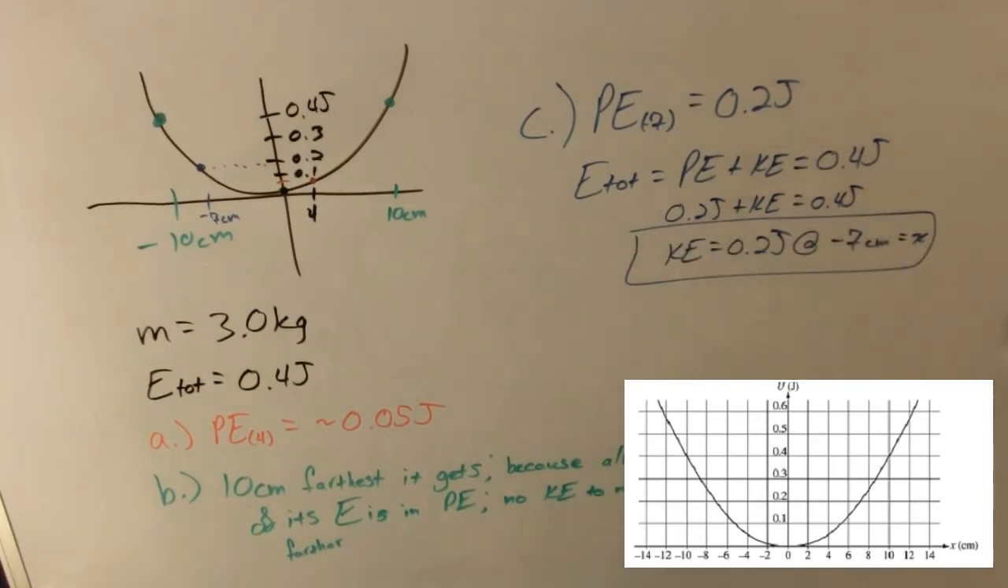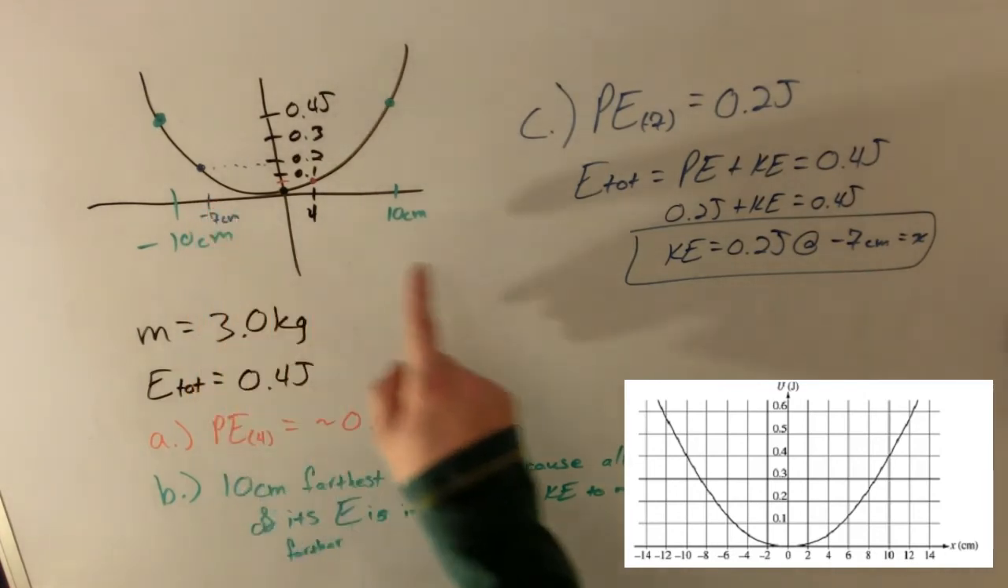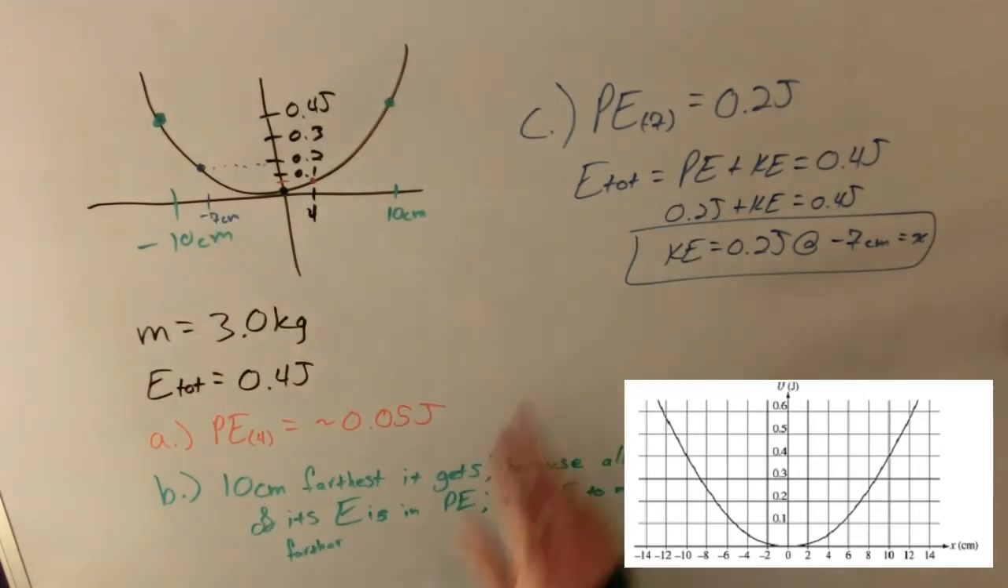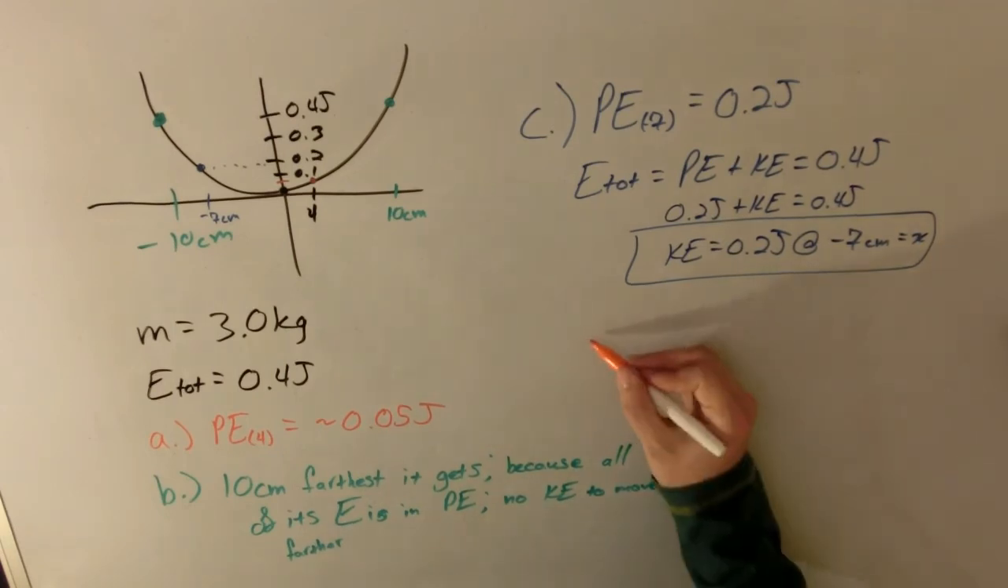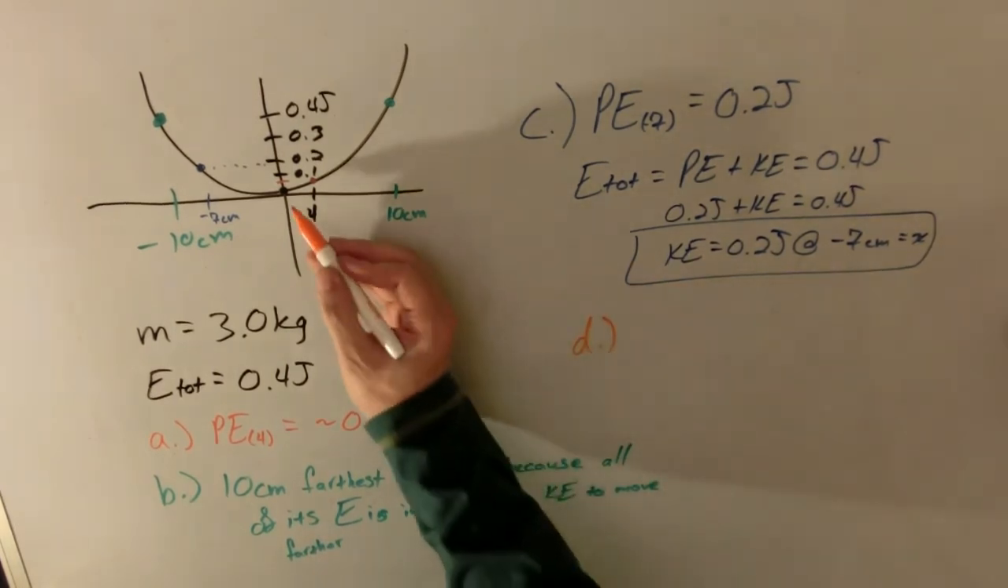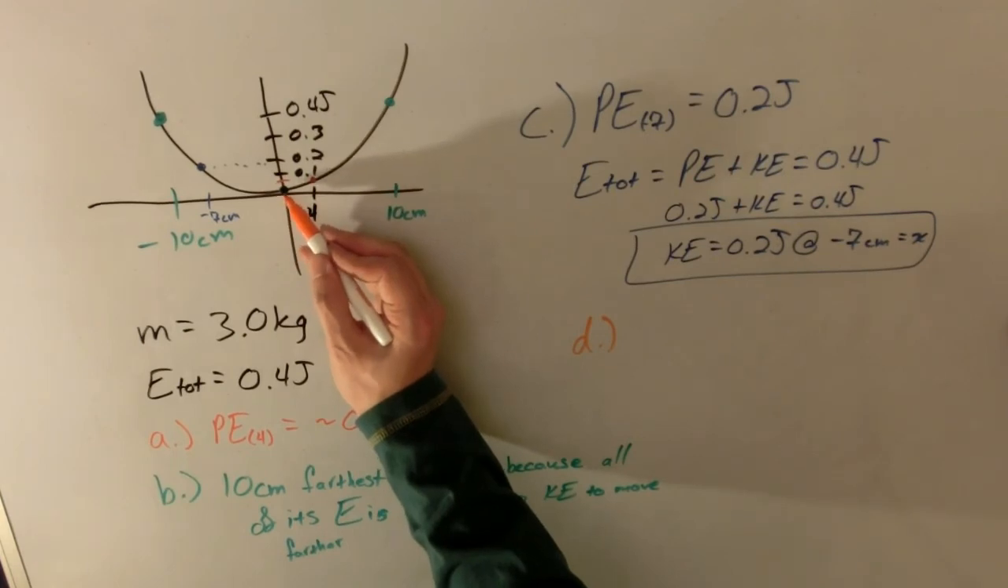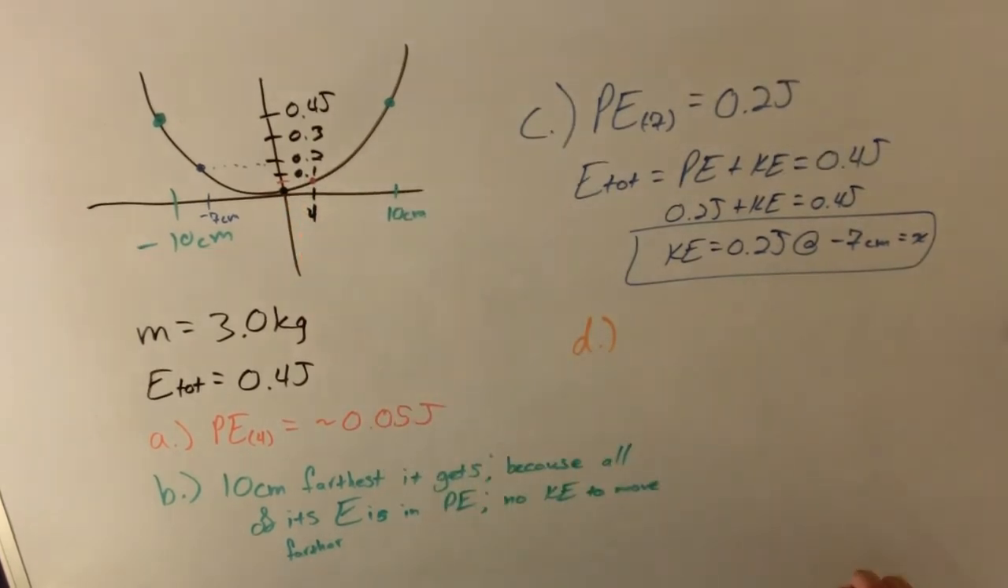Okay, that's reading the graph to find our potential energy value and then using that with our knowledge of the total energy in the system. Finally, the next one we're going to look at, at least for the video here, is part D. What is the object's speed at x equals 0? In other words, how fast is it going when it's going through the equilibrium position? Well, as we've mentioned before, at 0 cm we have no potential energy. We have all of our energy in kinetic energy.